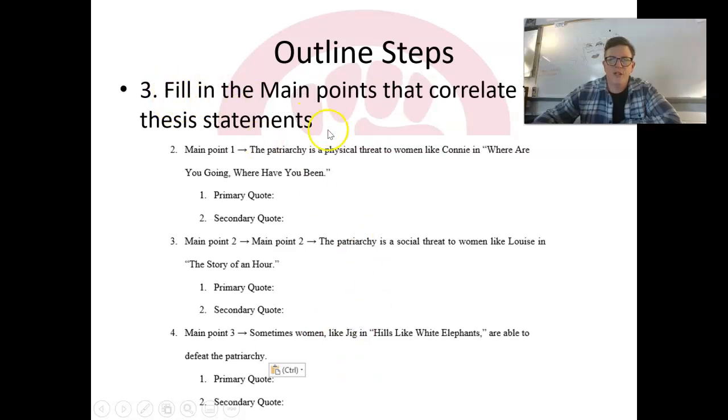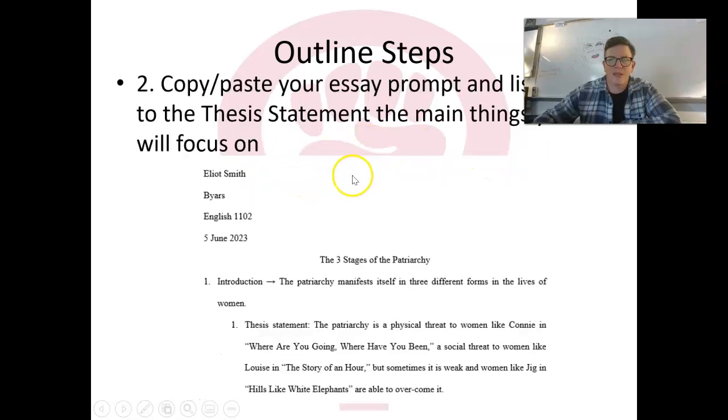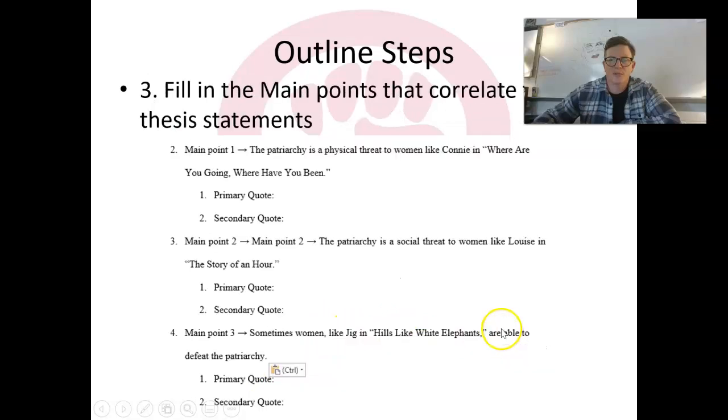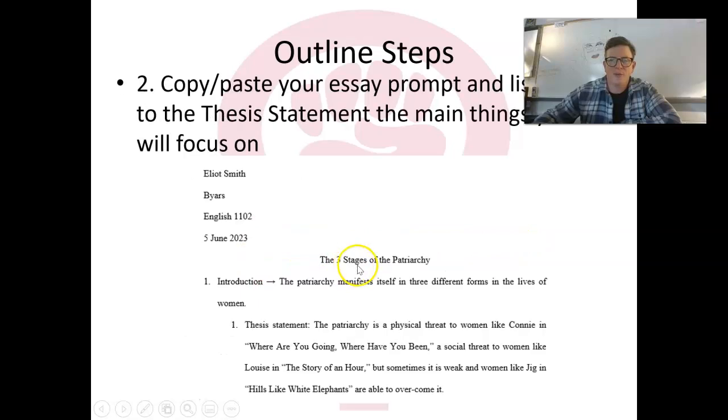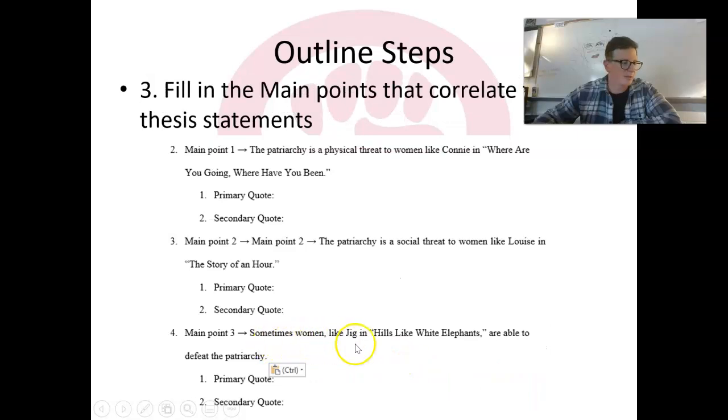Then fill in the main points that correlate to your thesis statements. So in your outline, you have main point 1, main point 2, main point 3. Okay. So like this part, the patriarchy is a physical threat to women like Connie in Where Are You Going, Where Have You Been? I mean, that's just from my thesis right here. And then the patriarchy is a social threat to women like Louise in The Story of an Hour. Same thing here. Okay, these are just the 3 points that I'm going to be making in my essay.